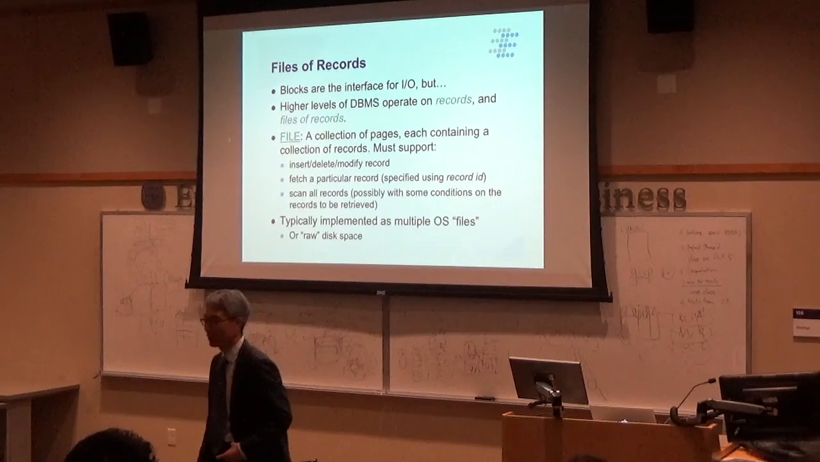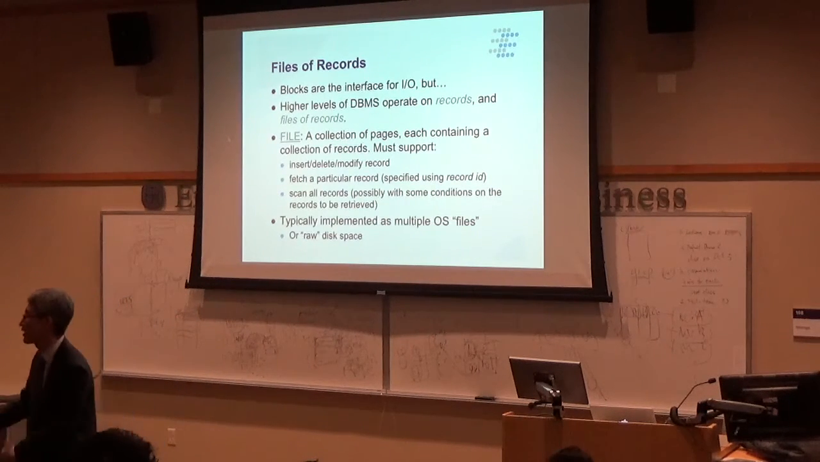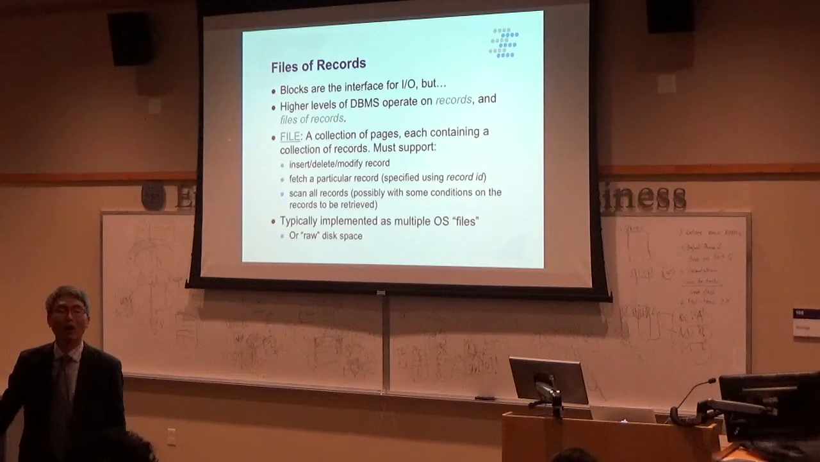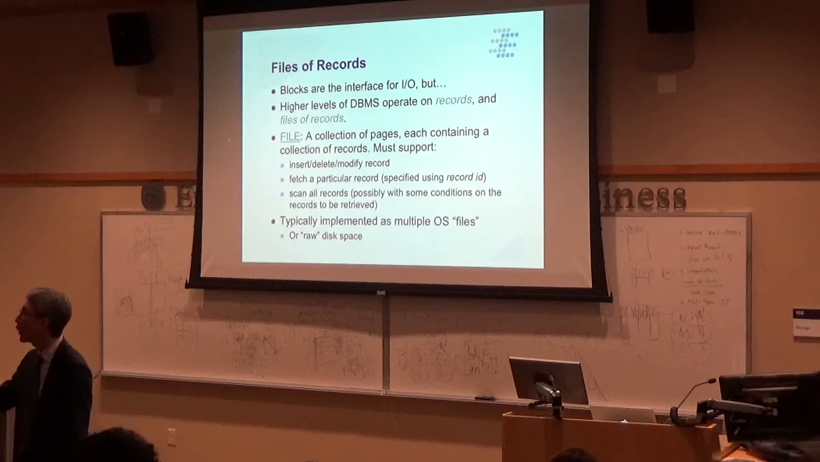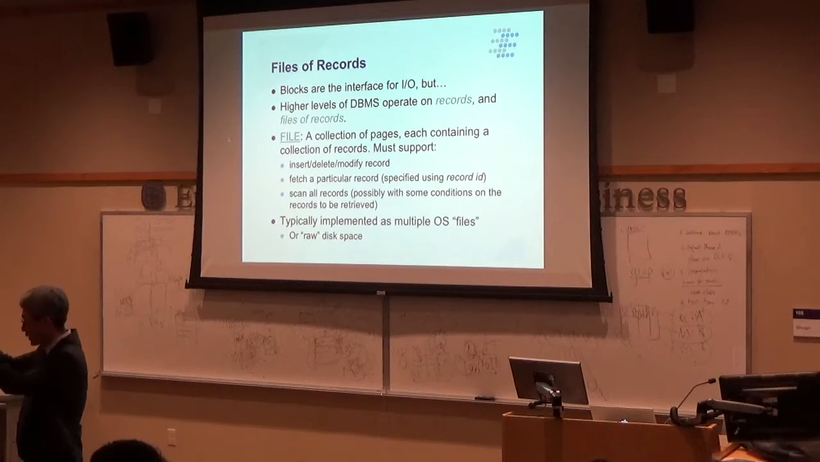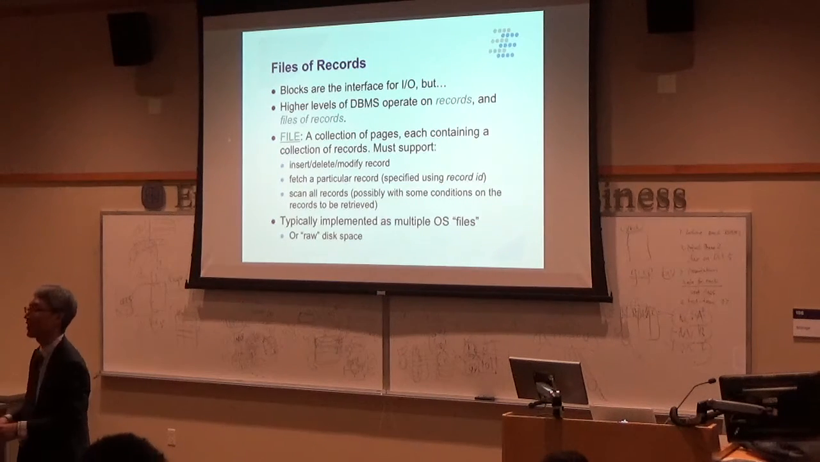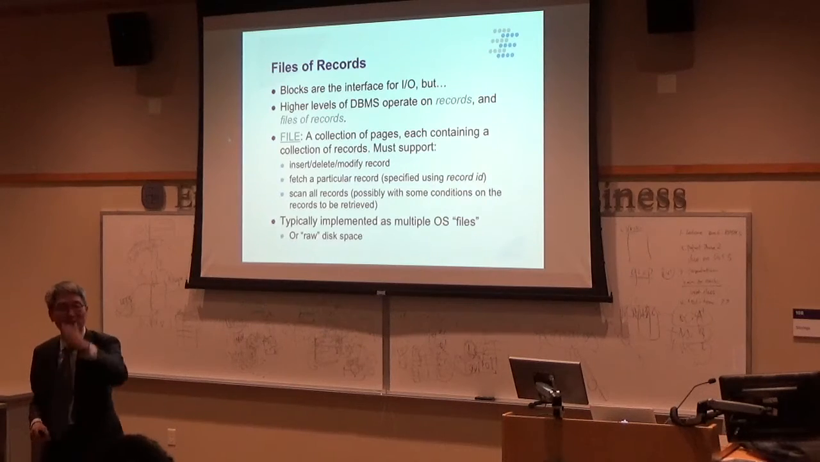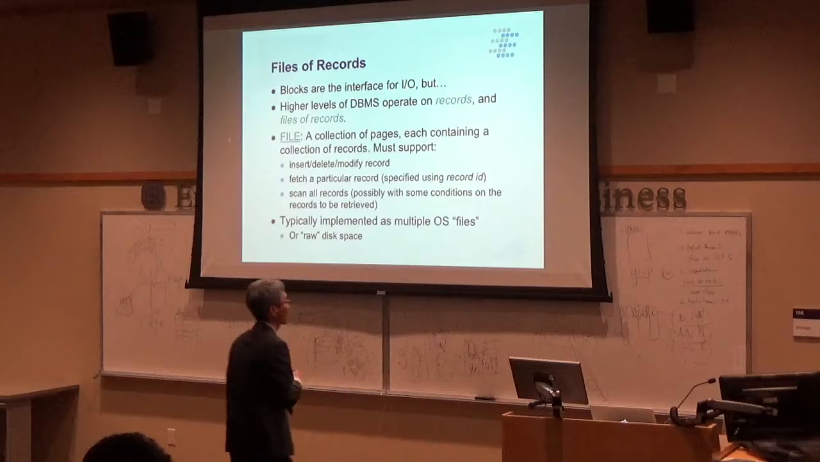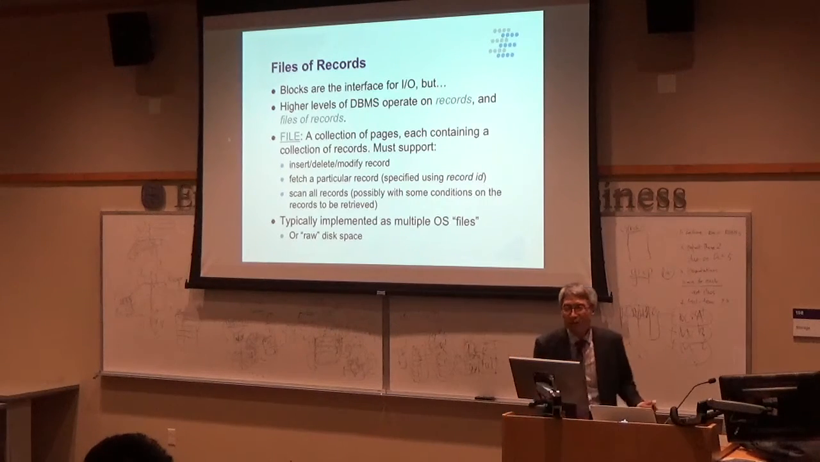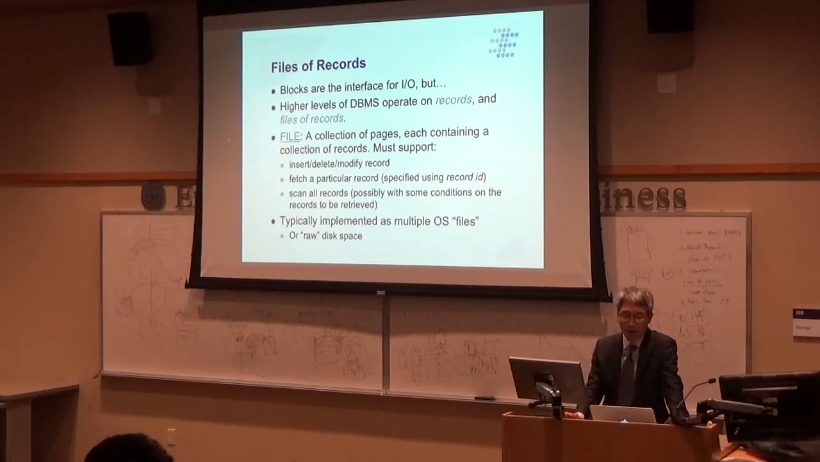Raw device means that, without using the file system, we directly access the device using an offset. The only way is the offset of the disk drive, because it's raw, nothing else. So it's byte by byte, directly using the offset. Faster, but slightly difficult to handle.